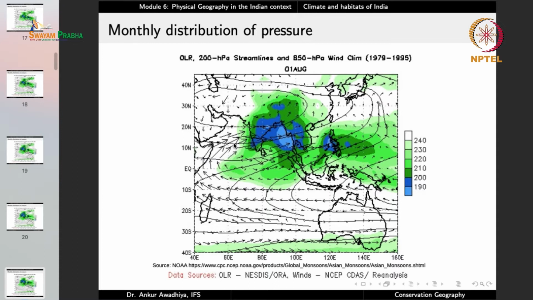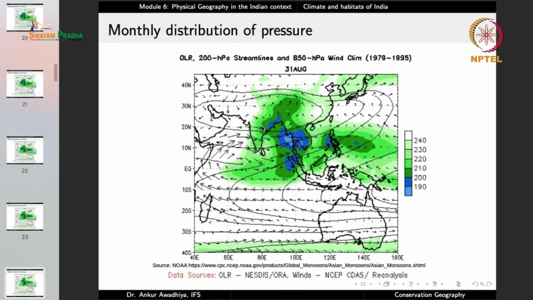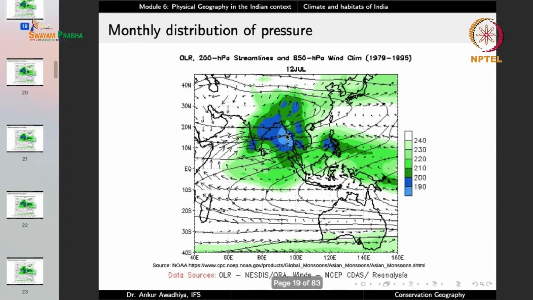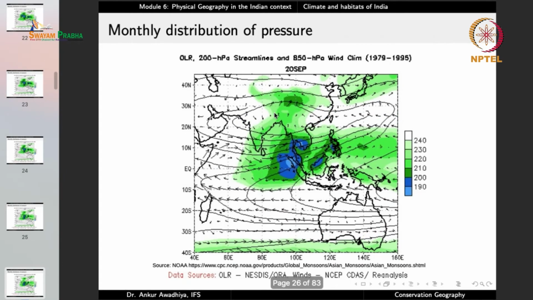Now in this season you can observe that on the windward side of the Western Ghats you have a very high speed wind that is clashing with the Western Ghats, but towards the east the wind speeds reduce. Now this is the season of the retreating monsoons. The low pressure zones that were earlier in most of India, especially in the eastern portion, are now retreating away from the country.